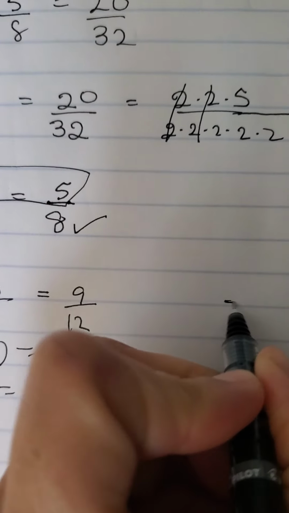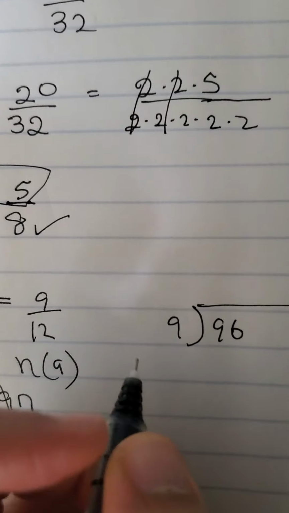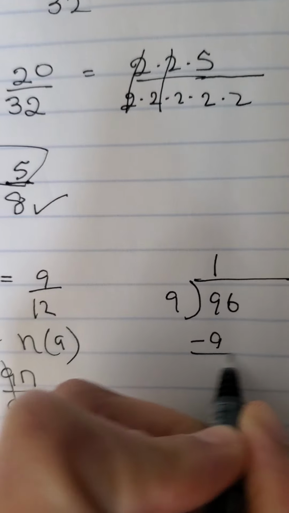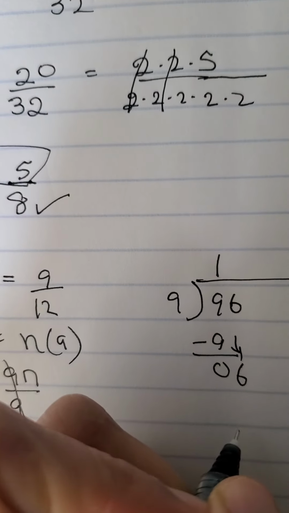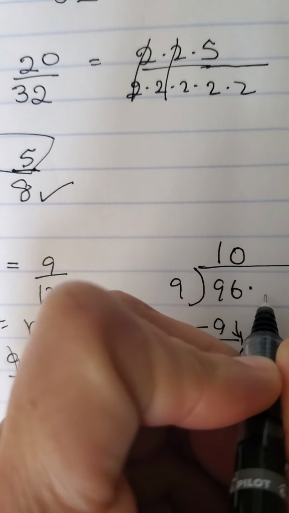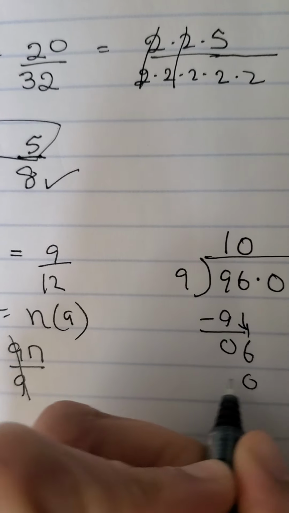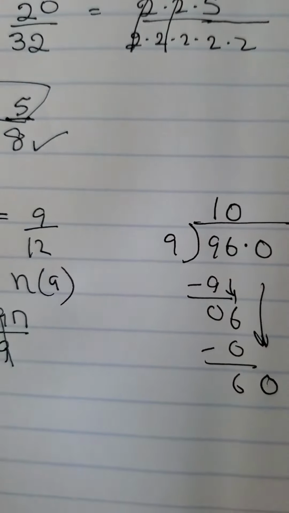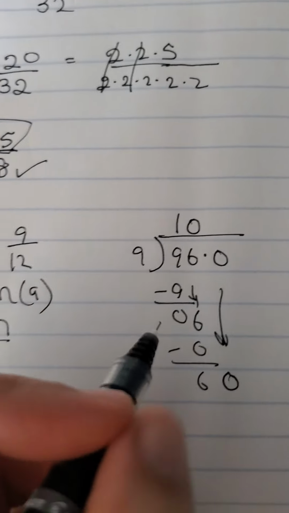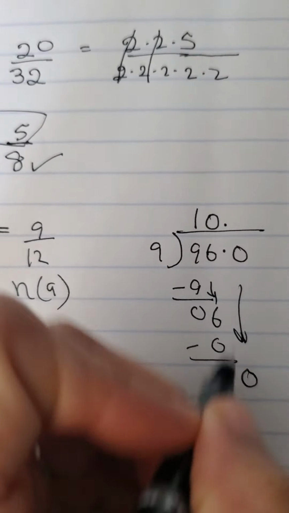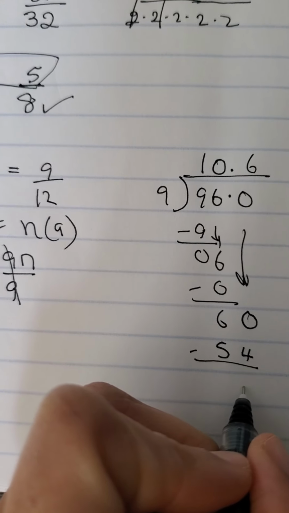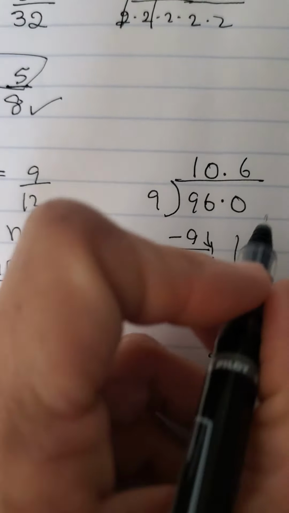All right, so let's see. We can find one factor of 9 in 9. And we can find 0 factors of 9 in 6. So we're going into our decimal phase. And we're going to bring down our 0. So we know we can find 6 factors of 9 in 60, which will give us 54. And our remainder here will be 6. Add another 0. And this looks like it's going to be reoccurring.